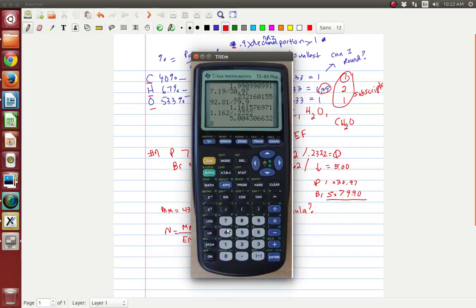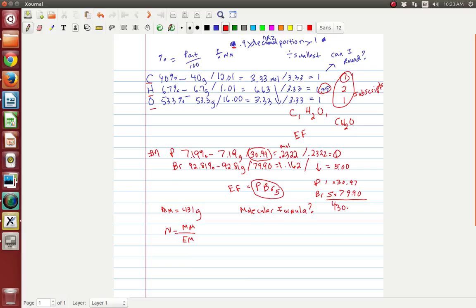So I'll scoot this over for a minute. We should have 30.97 plus 5 times 79.9, which equals 430.47. That's the empirical mass. All right, to figure out this multiplication factor, I put in the molar mass that they gave me, 431 grams, divided by the empirical mass. When I put that in the calculator, you can see that it's right at 1. 431 divided by 430.47 is approximately 1.